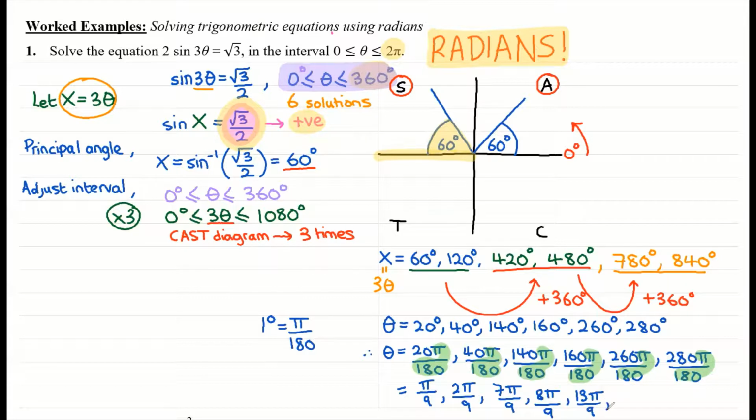And the last answer would be 14 pi over 9. If you do have time on your exam, you can check whether these are correct, and you could walk away with some certainty about whether you've done it right or not. Because we anticipated 6 solutions, that's the right idea. We've got the 6 solutions, and if those 6 solutions satisfy the equation we were given initially here, then they must be correct. Okay, so that's worked example 1 done.